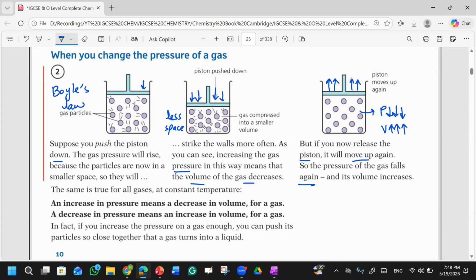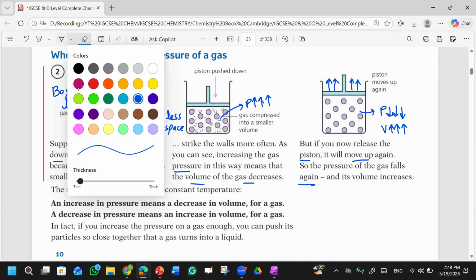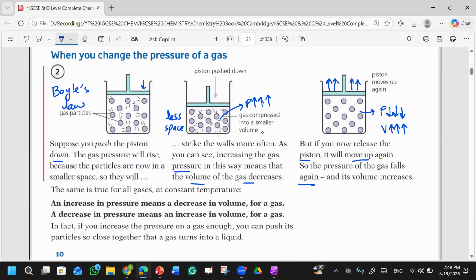Basically, what they are saying is, when the piston was coming closer, when you were pushing it down, the pressure was increasing inside. And when the pressure was increasing inside, the volume was decreasing. After some time, when the piston moves up again, definitely the pressure inside will decrease. Are you clear with this concept?